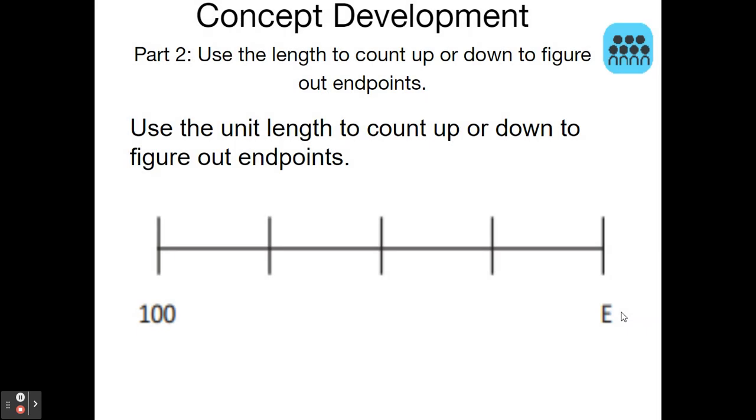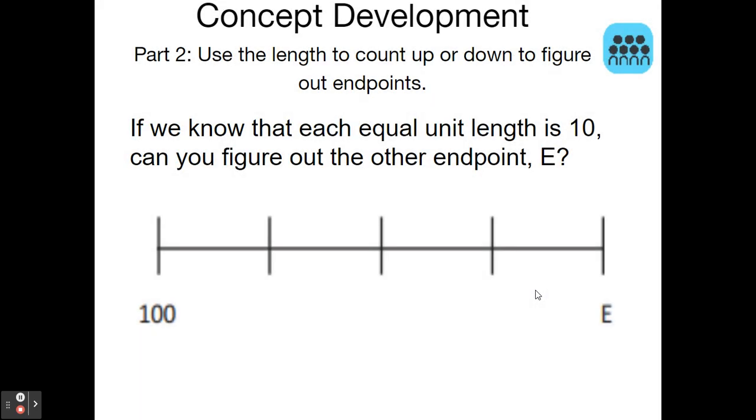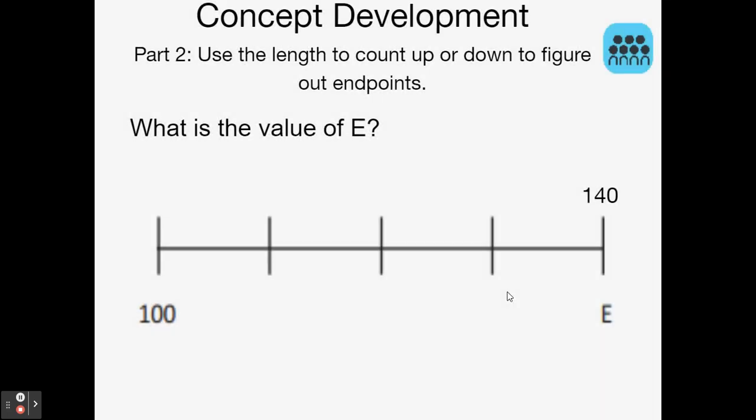All right, use the unit length to count up or down to figure out each endpoint. In this case, we're trying to figure out what E is. Well, we don't have any measurement to know how much is in between. So if I told you that 10 is the length measurement for each one of those hash marks, then you could figure out what endpoint E is. So counting by tens, 100, 110, 120, 130, 140. So E would be 140.